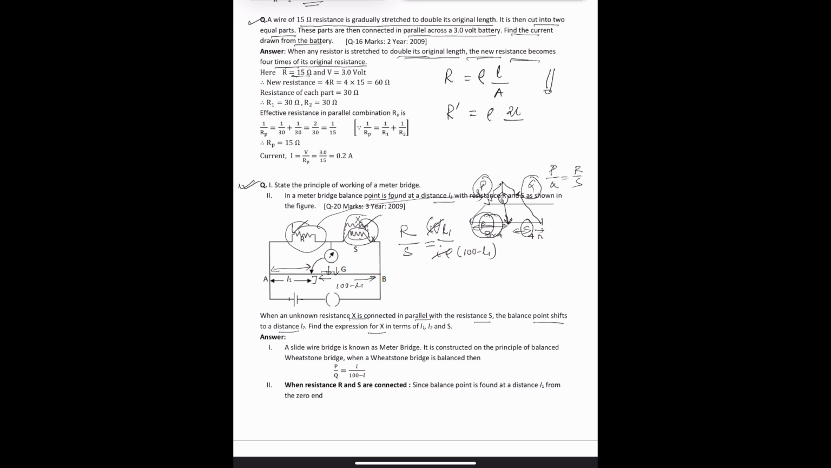So we have this relationship for the meter bridge. P by Q is L1 by 100 minus L1. This we have already derived. When resistances R and S are connected, X and S are connected in parallel. So when resistors are connected in parallel, what is the equivalent resistance of this third arm? XS by S plus X.